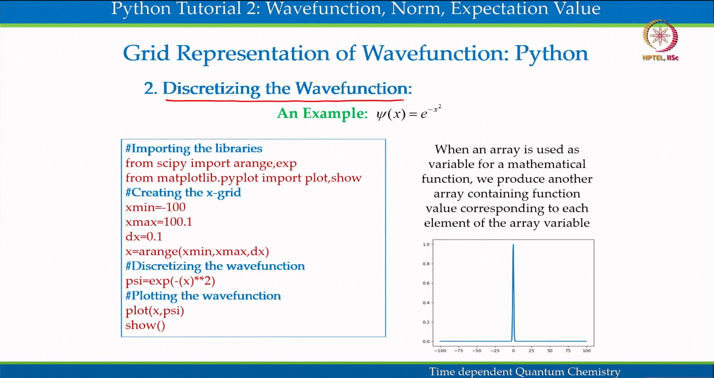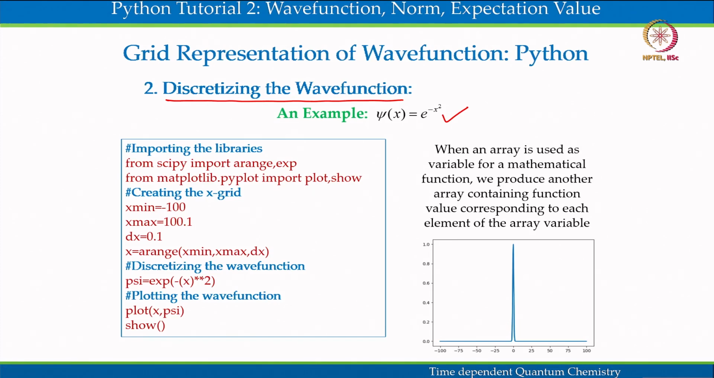So when you are discretizing a wave function, you have to take one example. One can take an example of, let's say, a Gaussian function. It's just a wave function. That's one representation of the wave function, a Gaussian function. And we will take this example to demonstrate how to discretize the wave function on the x grid.